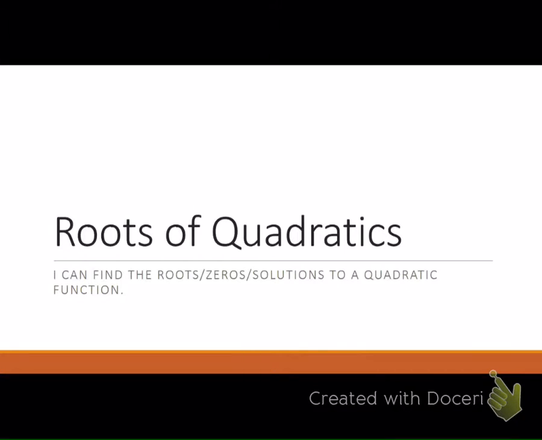The roots of quadratics, which are also the zeros, which are also the x-intercepts. These all mean the same thing. These all mean where the quadratic crosses the x-axis.